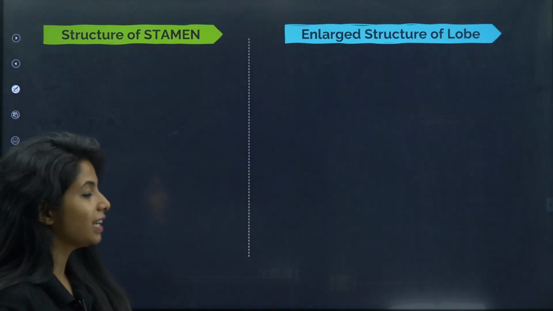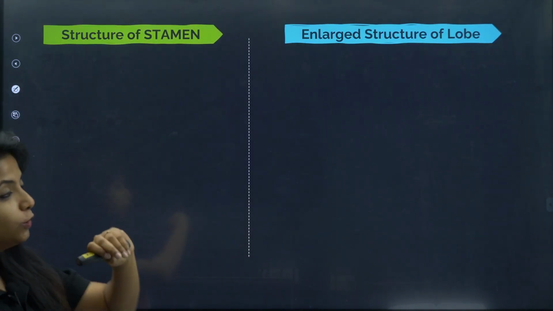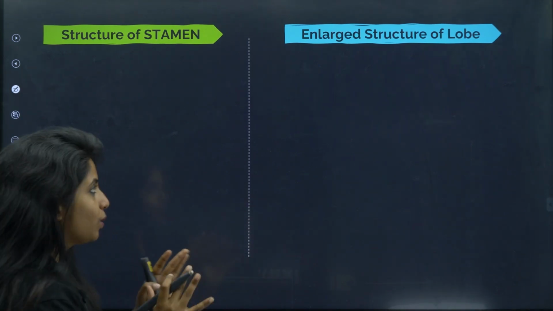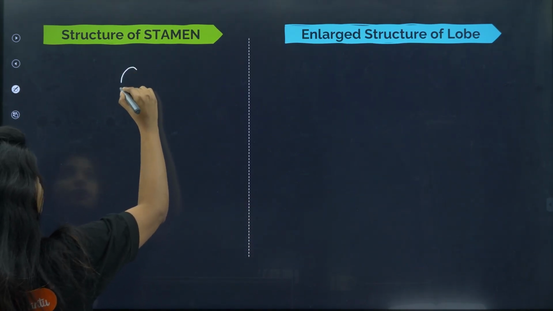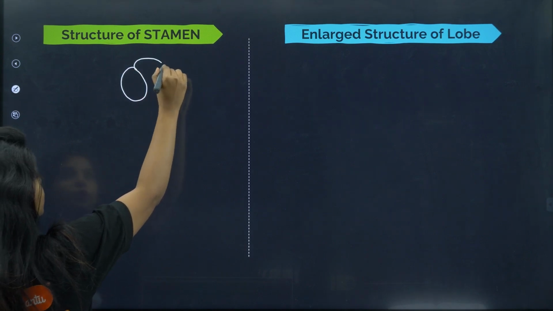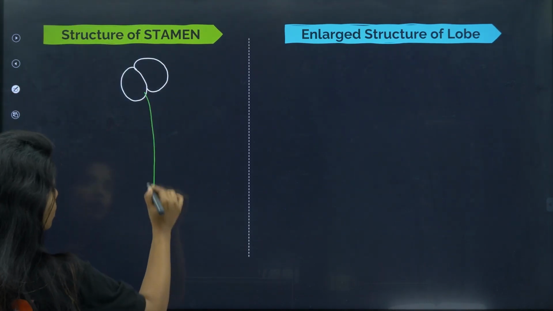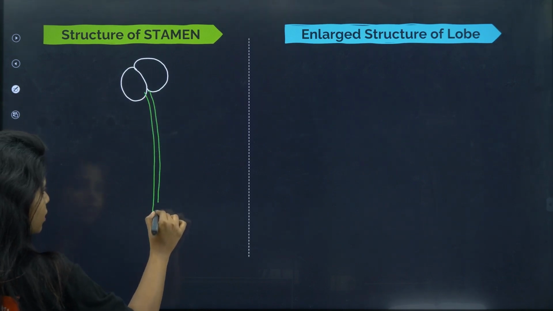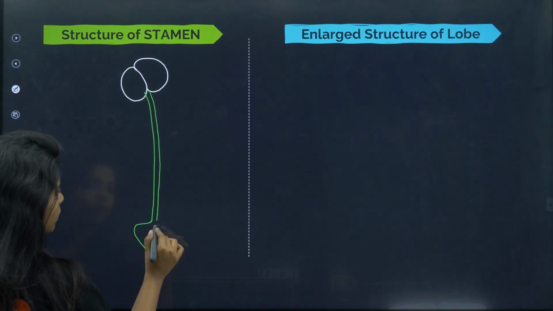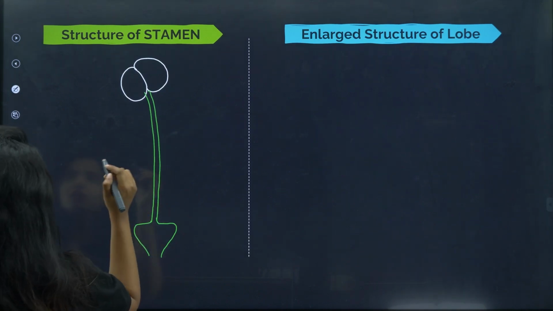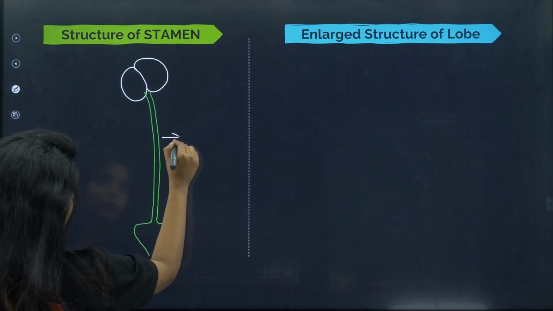Now let's get ahead with our topic. I'll be making the diagrams, explaining things, and then we will be reading the NCERT. So over here, the structure of the stamen looks like this. We know there is a big lobed structure, and then a very long stalk-like structure, which lands on the thalamus. Yeah, this long structure that you see, let's start with it.